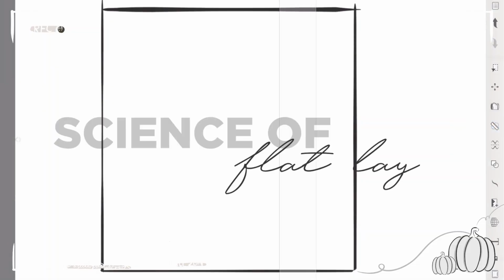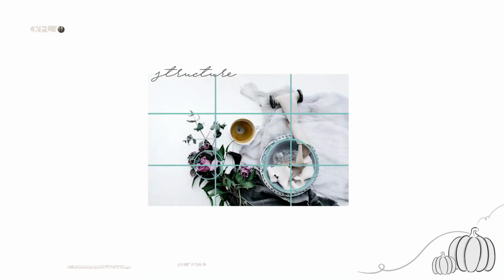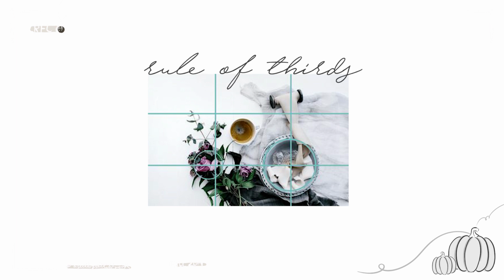Keep watching the video. Let's level up our flat lays by studying the science of good looking flat lays. So first of all, let's get started with the grid. Having a grid ensures some sort of structure that is hidden within your pretty flat lay. For an ideal placement of objects on the grid, you have to use the rule of thirds.